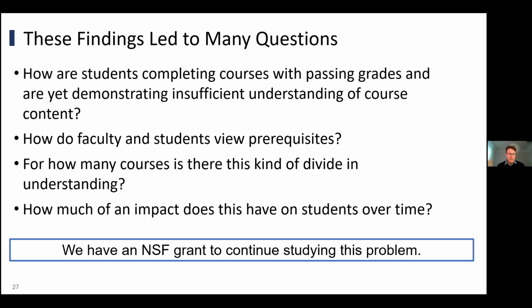And I know mastery learning is over 100 years old, but it may need some revisiting in the current climate.